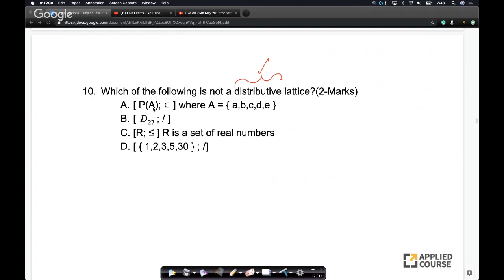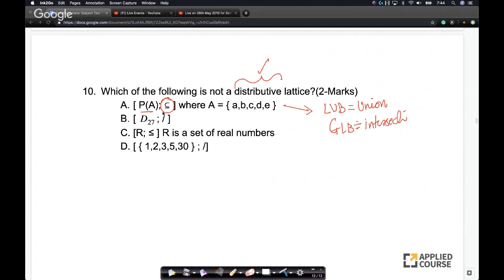So this is basically the power set of 5 elements with the subset relation. With the subset relation on a power set, what is your LUB? Your LUB, least upper bound, as we discussed in the course videos, is the same as the union. And your GLB is the same as the intersection.